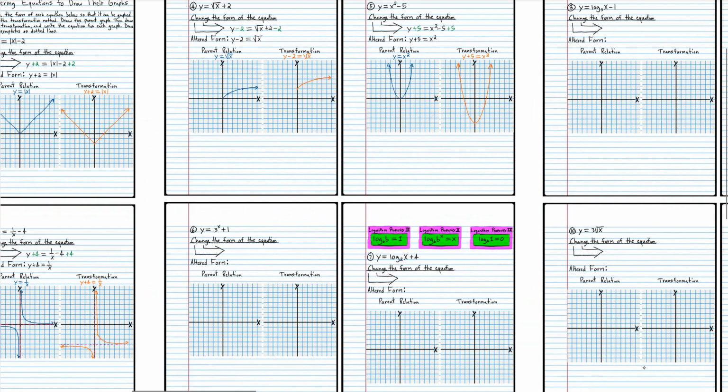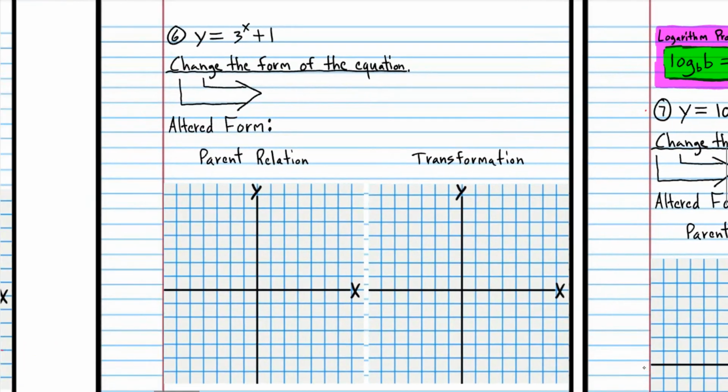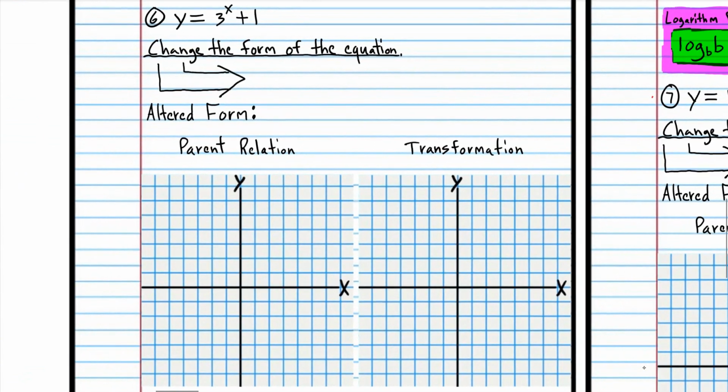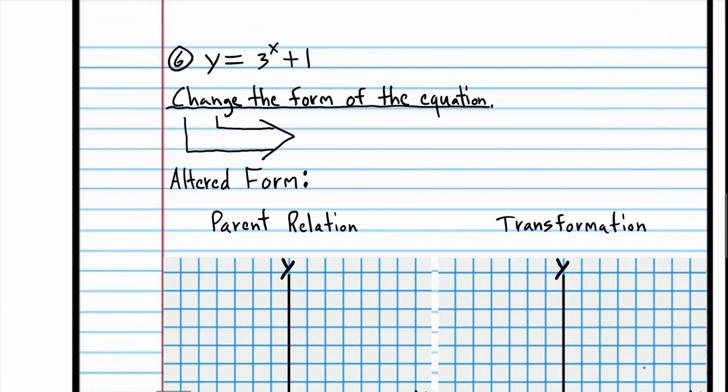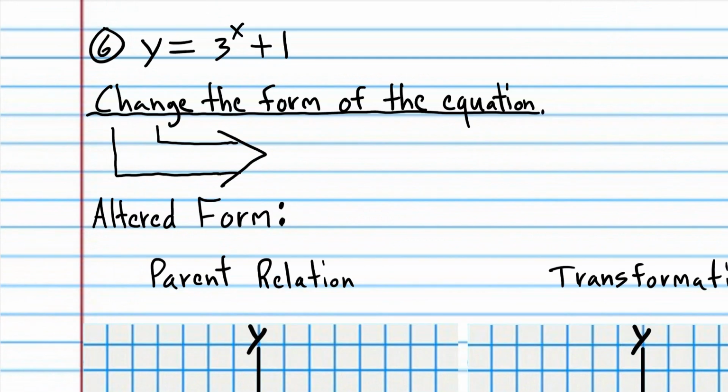I want you to try number 6. Number 6 is going to require an asymptote, a horizontal asymptote. Try number 6, and when you come back, we'll do it together. All right, we're back. Again, we're not adding 1 to x. We're adding 1 to 3 to the x. So we have to change the form of the equation. So we're going to subtract 1 from both sides.